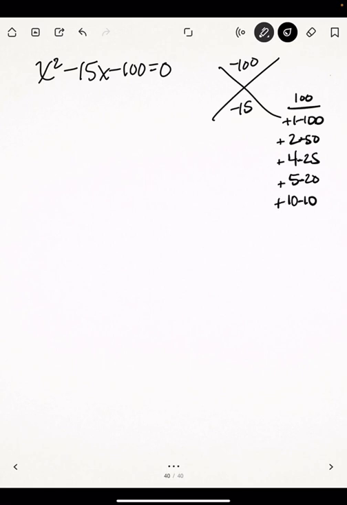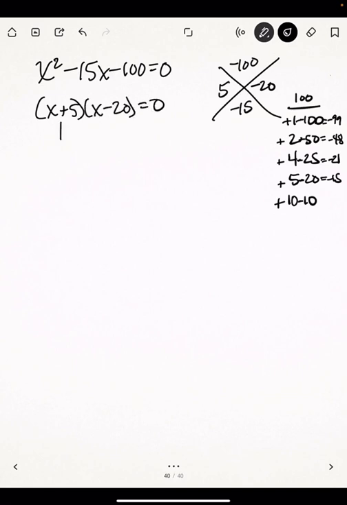All right, so 1 minus 100 is negative 99. 2 minus 50 is negative 48. 4 minus 25 is negative 21. 5 minus 20 is negative 15. So we can stop there because we want 5 and negative 20 as our factors. All right, so we're going to come over here. We're going to say x plus 5 times x minus 20 equals 0.